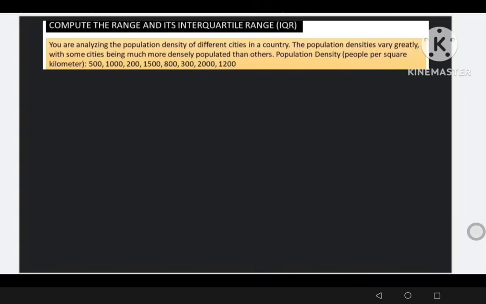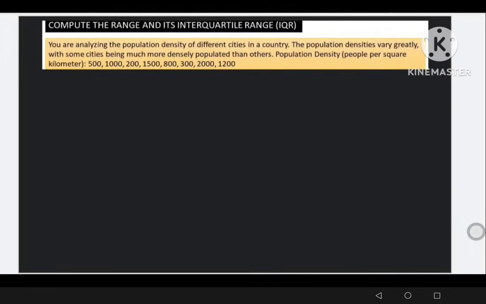Let's have our example here. Let's compute the range and the interquartile range, or the IQR. Let's read the problem. You are analyzing the population density of different cities in a country. The population densities vary greatly, with some cities being much more densely populated than others. Population density is the number of people per square kilometer. The following data are given: 500, 1,000, 200, 1,500, 800, 300, 2,000, and 1,200. Again, we're going to compute the range and the interquartile range.